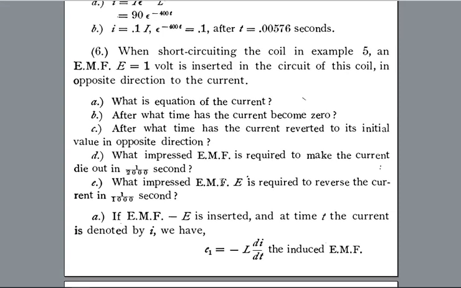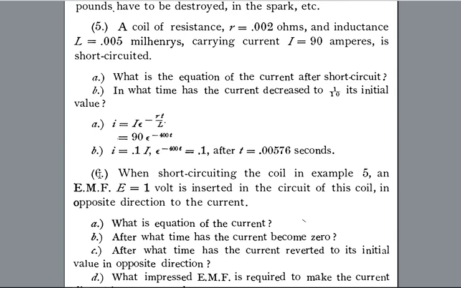6. When short-circuiting the coil in example 5, an electromotive force of 1 volt is inserted in the circuit of this coil in opposite direction to the current. A. What is the equation of the current? B. After what time has the current become 0? C. After what time has the current reverted to its initial value in opposite direction? D. What impressed electromotive force is required to make the current die out in 1/3000th second? E. What impressed electromotive force is required to reverse the current in 1/3000th second?